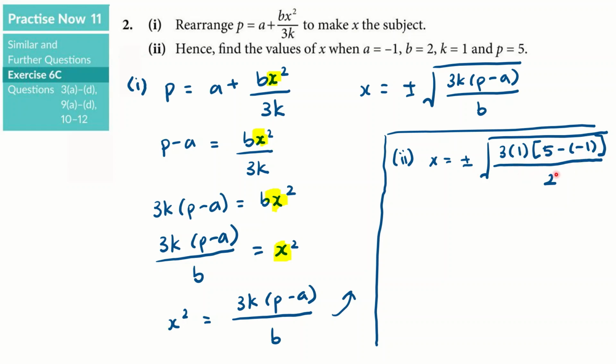If you compute the value inside the square root sign itself, we will get a value of 9. So this is positive and negative square root of 9. Square root of 9 is none other than 3. So our answer will be 3 or else -3.